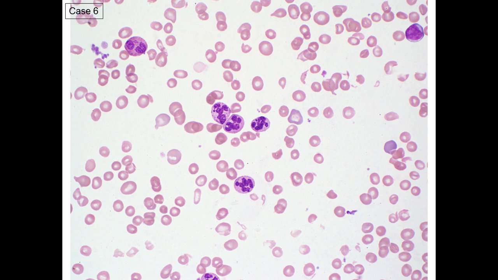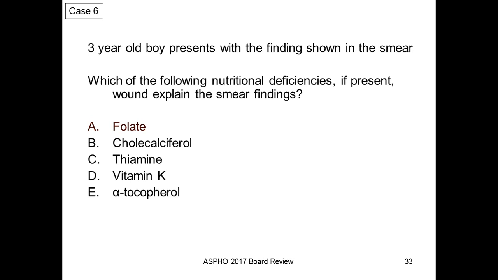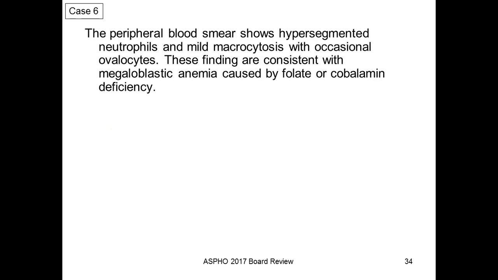So here we have characteristic findings in the neutrophils. This is an example of folate deficiency where we have hypersegmentation of the neutrophils. The neutrophils have more than the normal 2 to 4 individual segments. This case also had mild macrocytosis with occasional ovalocytes. These are characteristic findings for advanced megaloblastic anemia, caused by either folate or cobalamin deficiency.